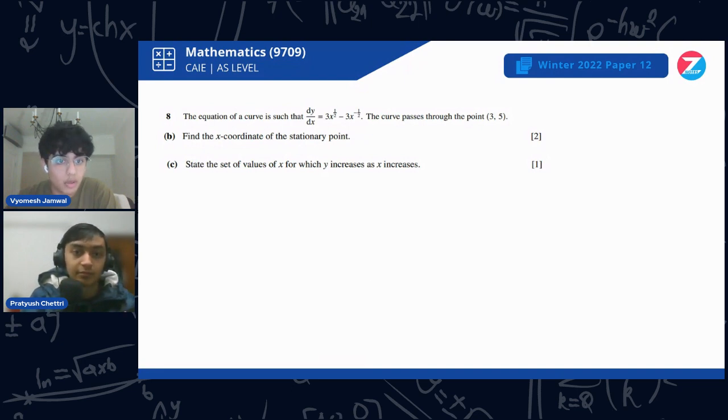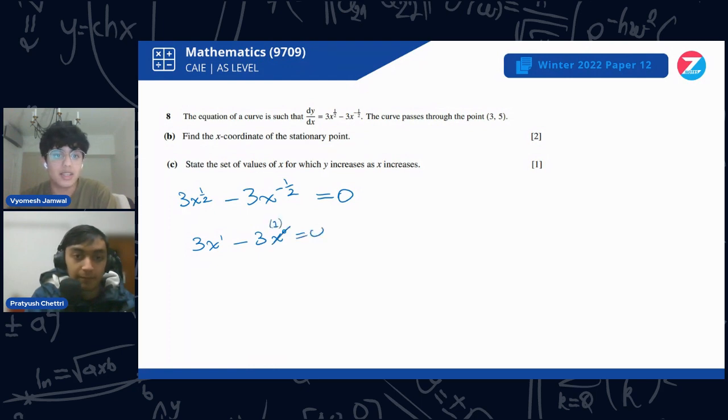I'll just equate the derivative to 0. When I do that, it's going to be 3x to the power half minus 3x to the power negative half equals 0. I think the easiest way to tackle this would be to multiply both sides by x to the power half. What that's going to do is remove the negative half. On the left, it's going to be 3x to the power 1 minus 3x to the power 0, so we could just remove that, equal to 0. So we get 3x equals 3, which basically shows that x equals 1 in this situation. And so that's question B. We have already found the x coordinate of the stationary point.